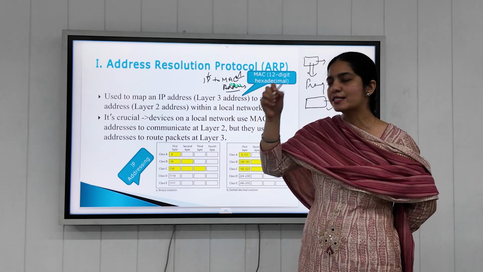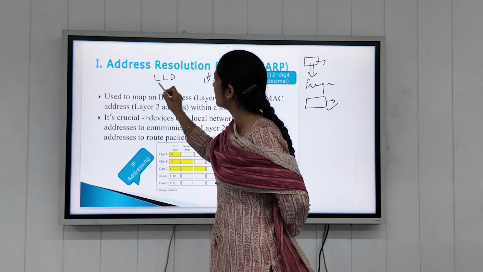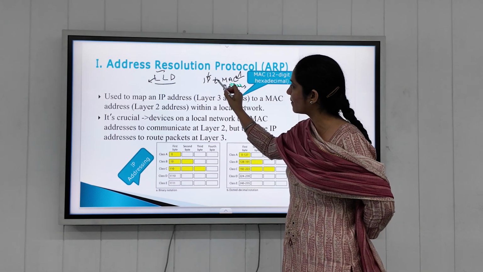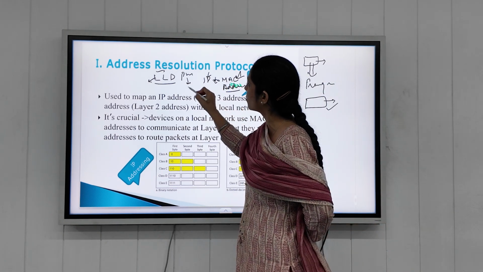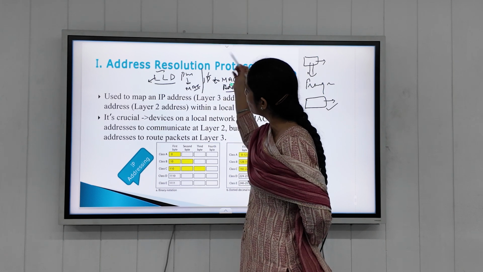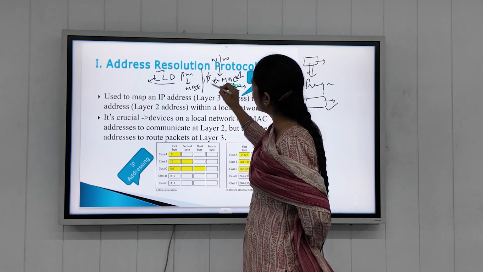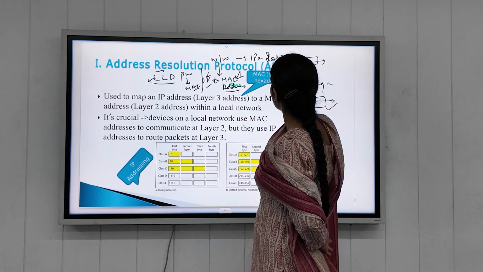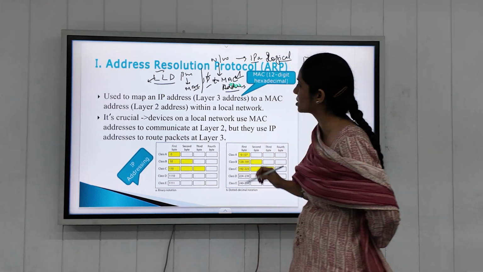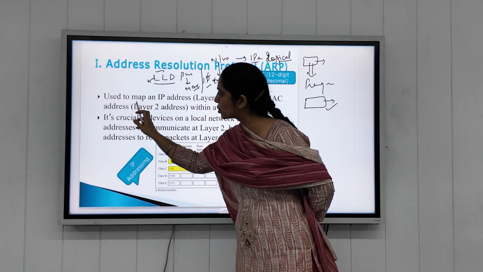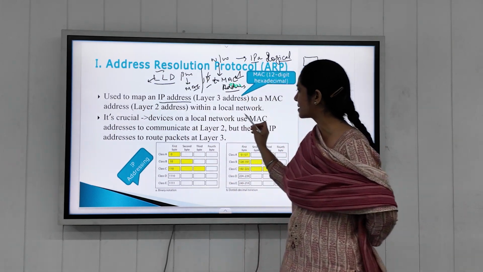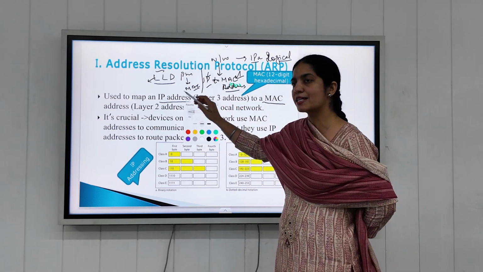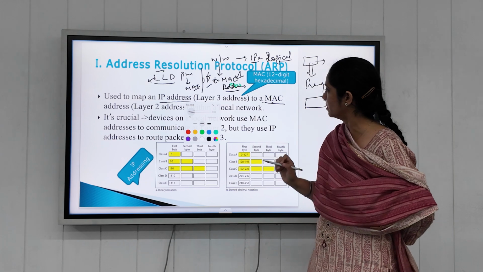The MAC address is at the data link layer. At the data link layer, the address we have is the physical address, or we can call it a MAC address. And if we move to the network layer, we have the IP address, that is the logical address. So ARP is used to map an IP address with the MAC address. I know the IP address of that device and I have to map it with the MAC address.